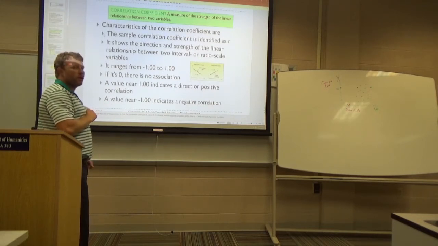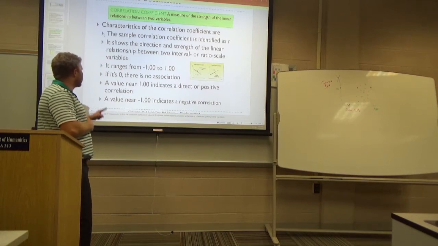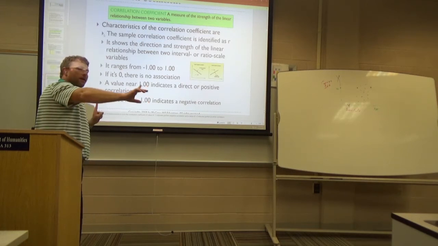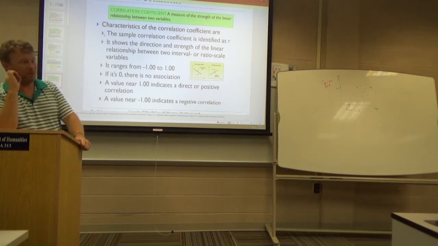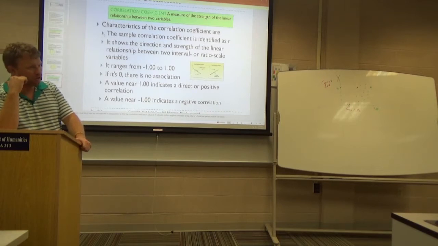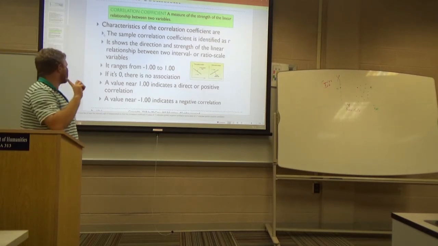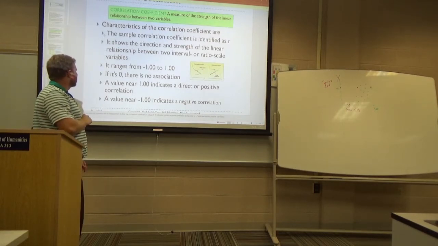But the strength and the direction of the relationship. Okay? So it ranges from -1 to 1. If you get an answer at 0, that means there's no relationship between those two variables. So -1 means there is a relationship, doesn't it? It doesn't mean there's no relationship. 0 means there's no relationship. Okay? We'll get to that in just a second. Jumping the gun a little bit.